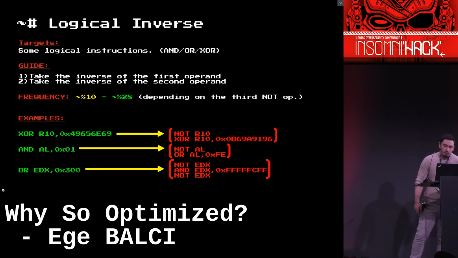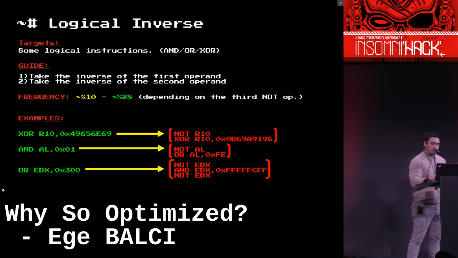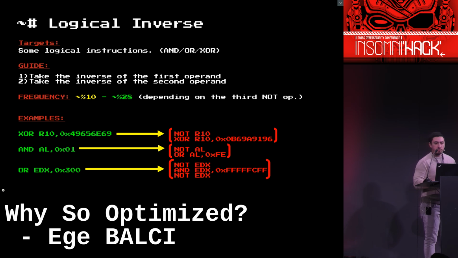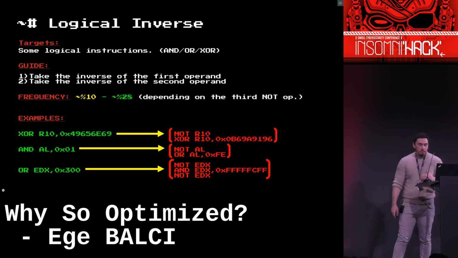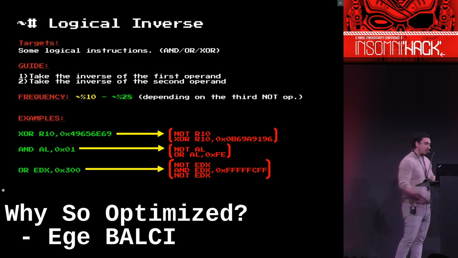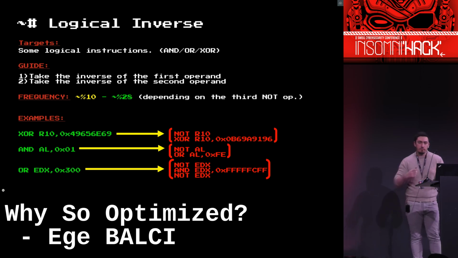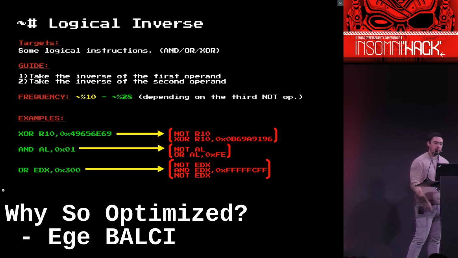So what we want to do is we will take the first operand. If the first operand is a register, we will use the not instruction. And if the operand is an immediate value, we will just directly modify the immediate value with the inverse of it. So the frequency changes between 10 to 28%, depending on the instruction. And even 10% is a super high amount. It means one of every 10 programs, every 10 binaries will contain this instruction sequence.